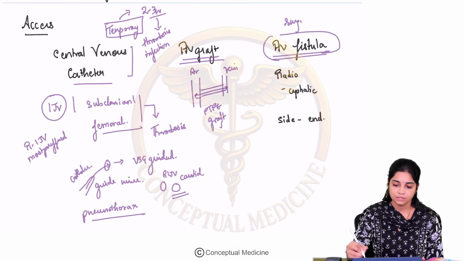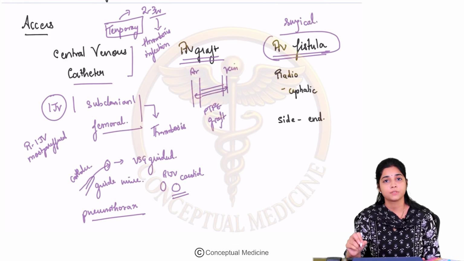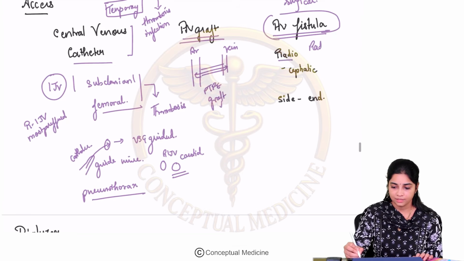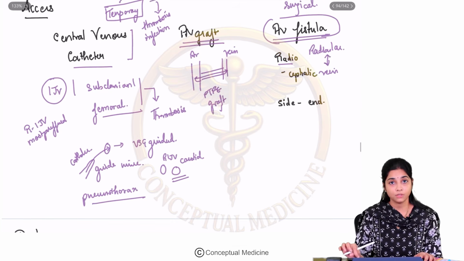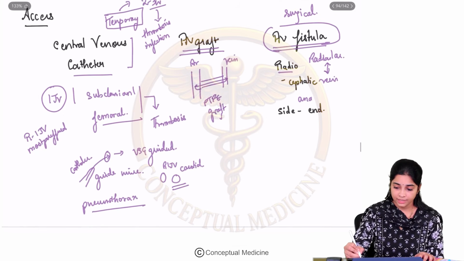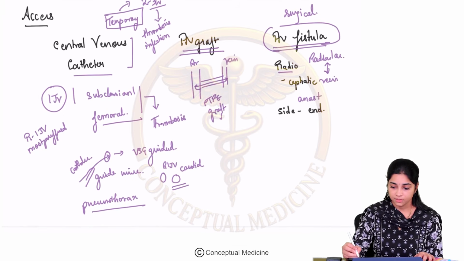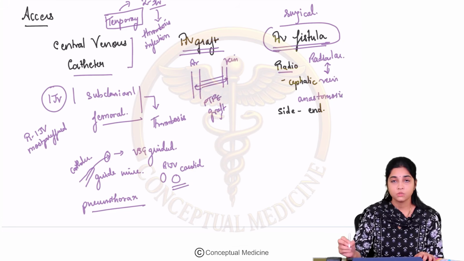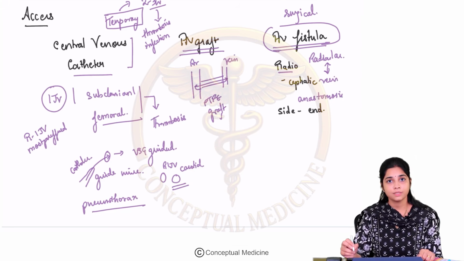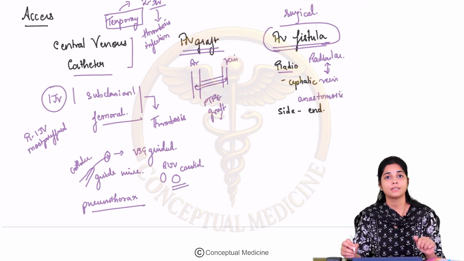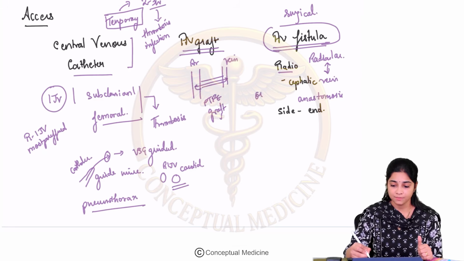This is a surgical procedure where your vascular surgeons take your radial artery and your cephalic vein and perform an anastomosis. What sort of anastomosis do we do? We do an end-to-side anastomosis of the radial artery and the vein. So this makes sure that the vein is arterialized and the overall output becomes very high.